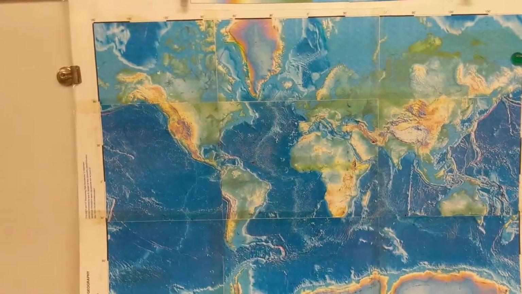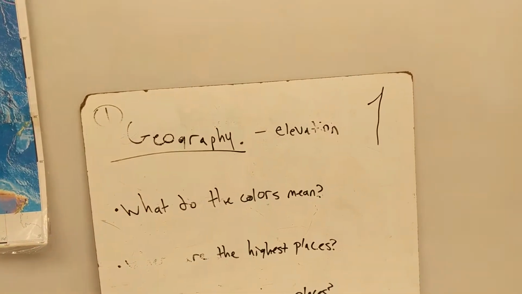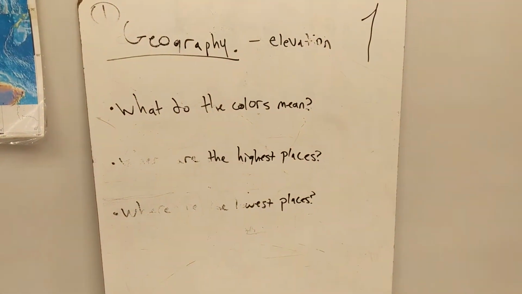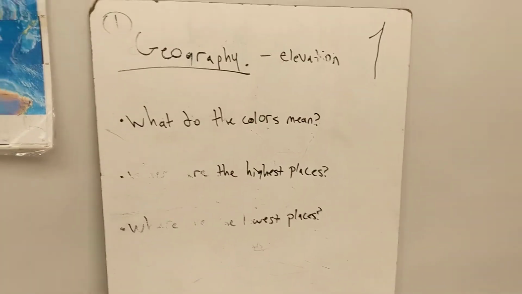Okay, here we are at the geography map. Geographers study a lot of things, but in this case, they're going to study elevation. Their whiteboard is mostly gone, but it says, what do the colors mean? Where are the high places? Where are the low places? So we're going to be looking at the colors here.